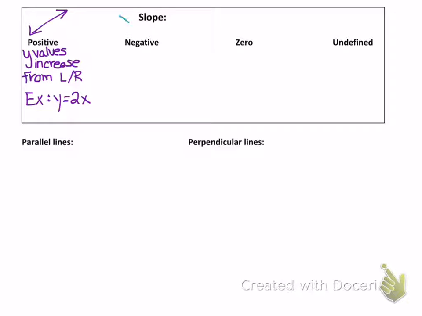Negative slope is the opposite. My y values decrease from left to right. So when I write an equation, I can have y equals -2x, and I have a -2 slope.